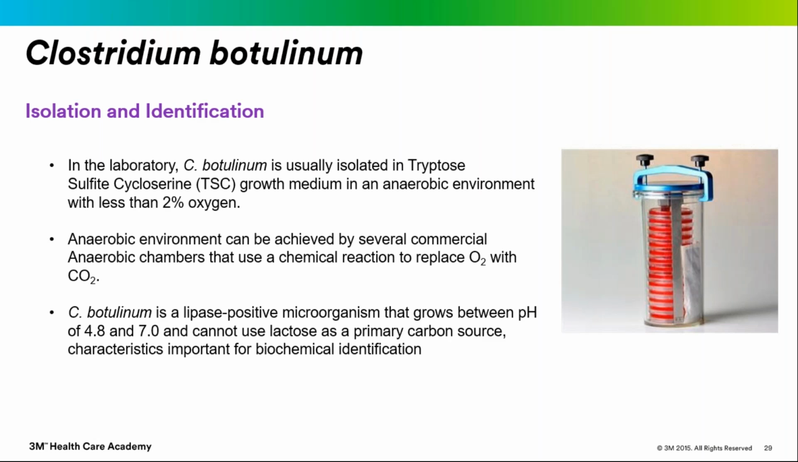C. botulinum is a lipase-positive microorganism that grows between pH of 4.8 and 7 and cannot use lactose as a primary carbon source, which are characteristics important for biochemical identification of Clostridium botulinum.